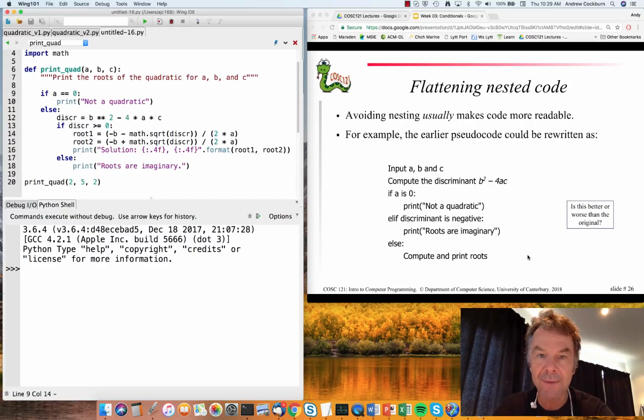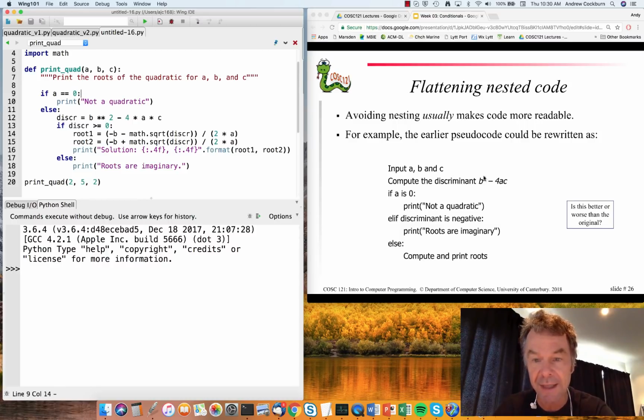Another way that we can simplify our programs is by avoiding nested structures to flatten the code. And generally, this will greatly simplify our solutions. So it's not always the case, but it usually makes the programs more readable. For example, our pseudocode for the quadratic example used a nested structure in our previous solution, but we can eliminate that nesting using a pseudocode that looks something like this.